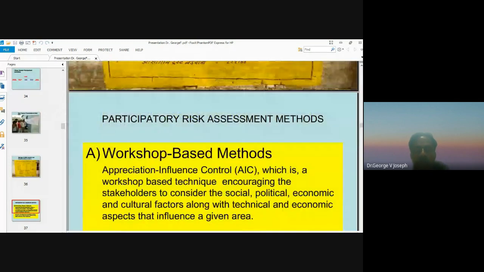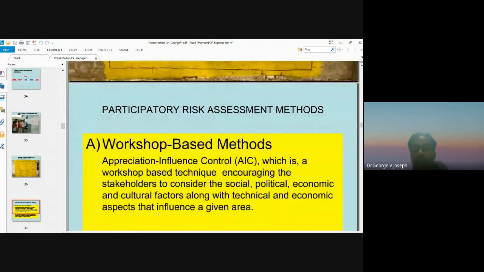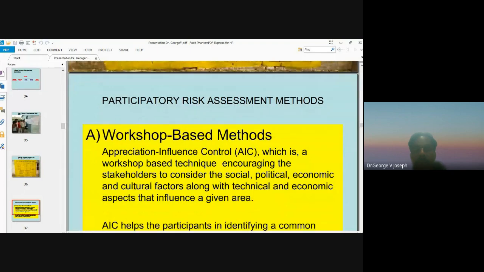That is also possible. Participatory risk assessment methods. So how do you go about doing the risk assessment? There are a few methods. One is based on workshop-based methods. So appreciation, influence, control, which is a workshop-based technique encouraging the stakeholders to consider the social, political, economic, and cultural factors along with the technical and economic aspects that influence a given area.